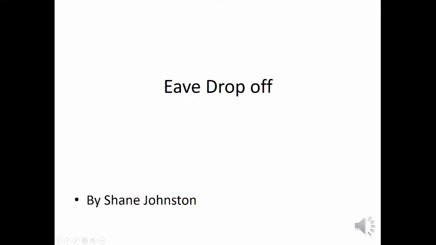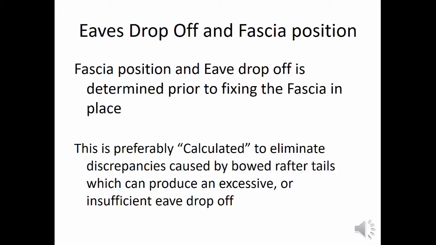Once you've built your roof, you can establish the height of your fascia, fix the fascia on, and start constructing the eave. But before you do so, you have to determine the eave drop off. The fascia position and eave drop off is determined prior to fixing the fascia in place. This is preferably calculated to eliminate discrepancies caused by bowed rafter tails, which can produce an excessive or insufficient eave drop off.